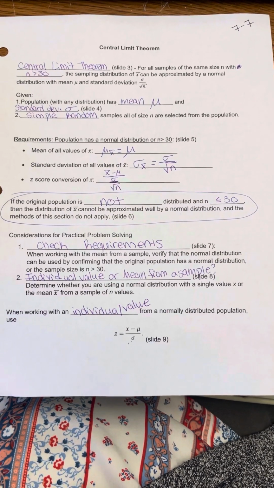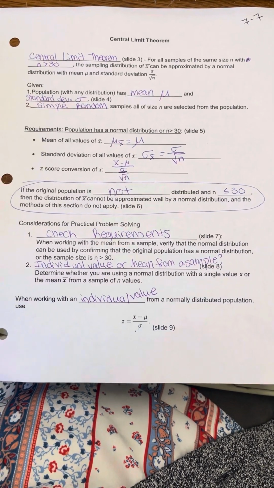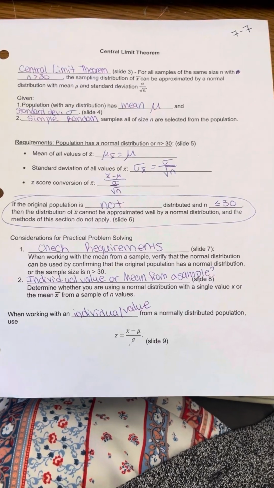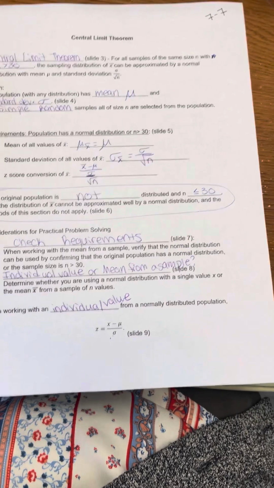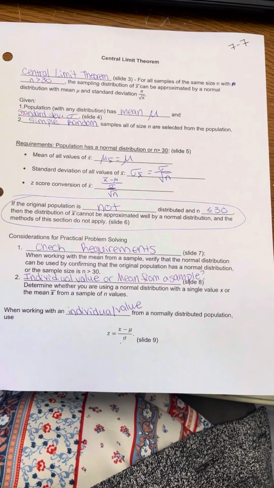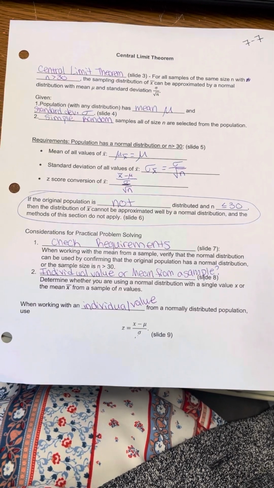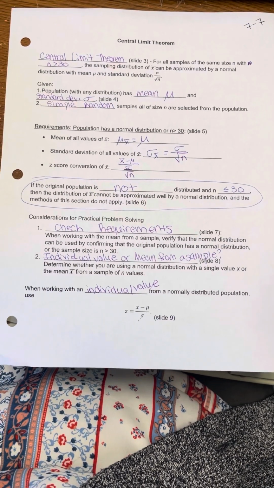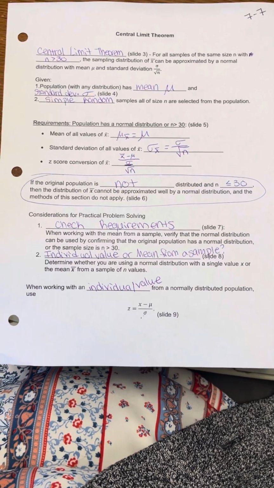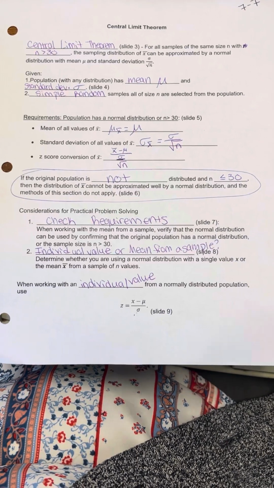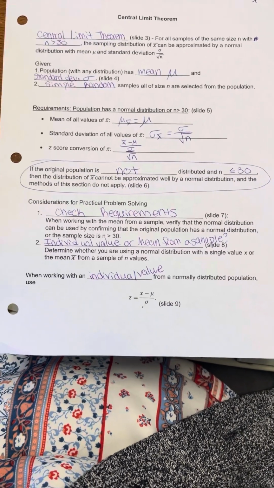All right, so I've got my 7.7 notes here. It says the central limit theorem is what we're talking about. So central limit theorem, it's for all samples of the same sample size, where the sample size needs to be greater than 30. The sampling distribution of the mean can be approximated as a normal distribution. So even if you don't know it's a normal distribution, if the sample size is greater than 30, you can assume it is a normal distribution.